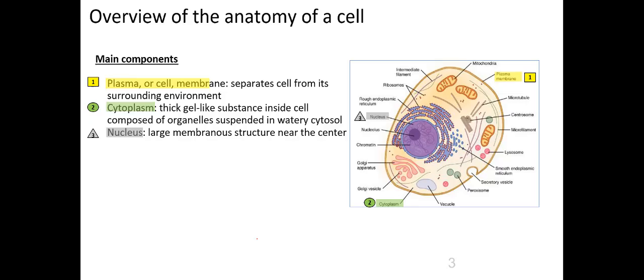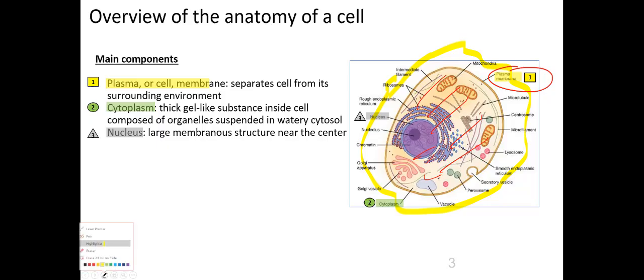When we look at a stereotypical cell, what we can see is that it can be divided into three main components. So the first component is the plasma membrane. The plasma membrane, or the cell membrane, used interchangeably, separates out what's inside the cell over here from what's on the outside of the cell. So it basically separates out the insides of the cell and what's outside.